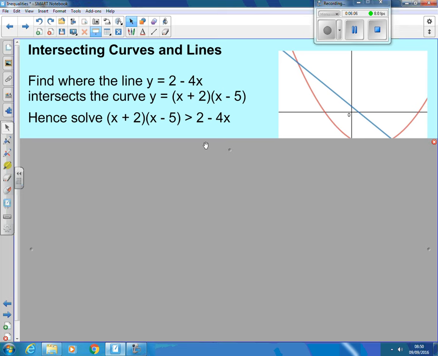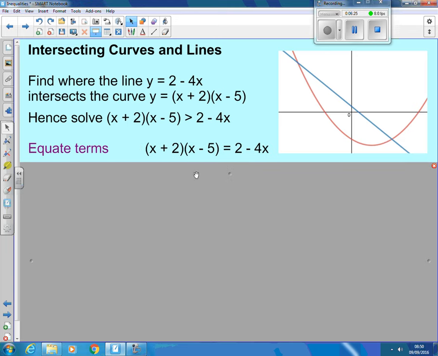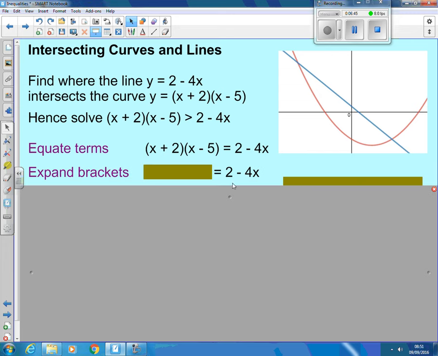Intersecting curves and lines. Now these problems can crop up whether you've got inequalities or not. Okay, so first of all we're asked to find where the line y equals 2 minus 4x intersects the curve y equals x plus 2 times x minus 5, hence solve where the curve is greater than the line. Okay, so let's have a look at it. First thing, equate the terms to find where they intersect. So they intersect where the y coordinates are the same, so x plus 2 times x minus 5 must equal 2 minus 4x. Pretty obviously, to solve this, we're going to have to expand those and then rearrange the equation.